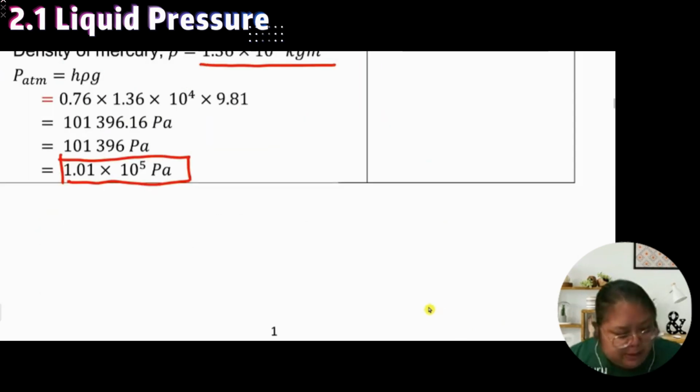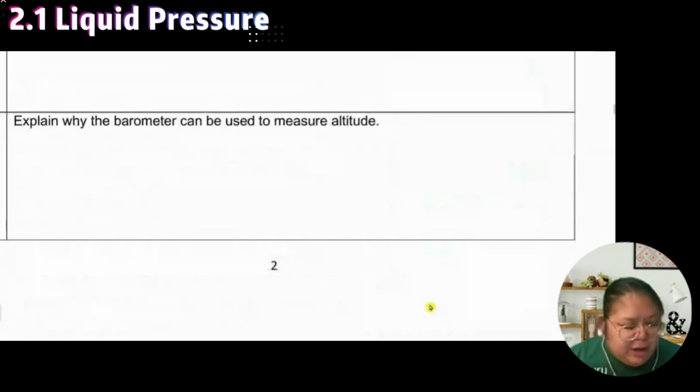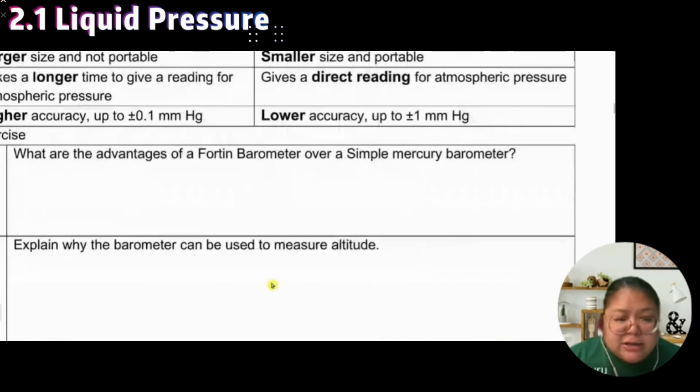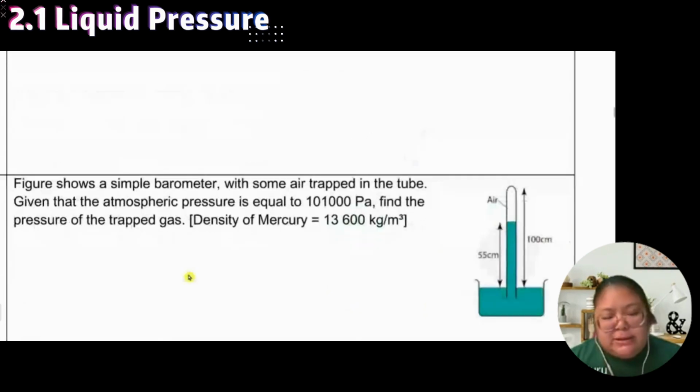Mercury barometer. We go and see one question before I go to the other barometer. We try to see the question. What are the advantages? Explain. Calculation. We go and check. We go and see question number 6. Number 6, you try to do.